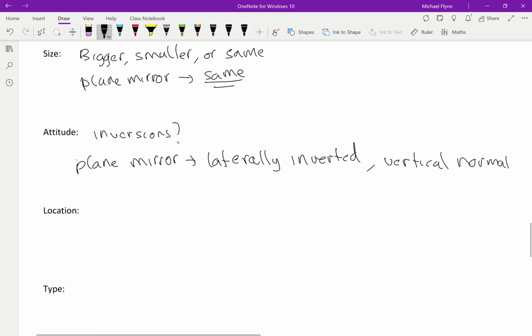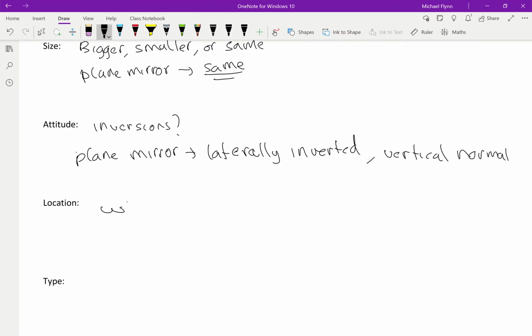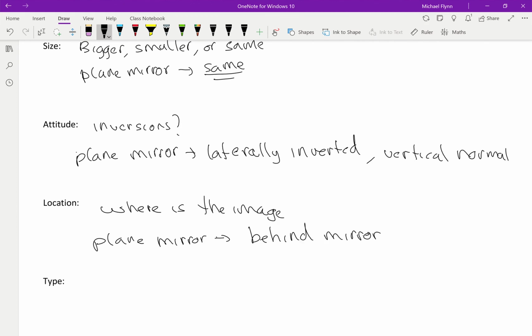Okay. Location. Where is the image? Now in this case, for the plane mirror, I keep writing that because we're going to look at curved mirrors at some point. The image is behind the mirror. So in other words, it looks like you are standing in front of the mirror. It looks like it's behind the mirror, okay, your image.